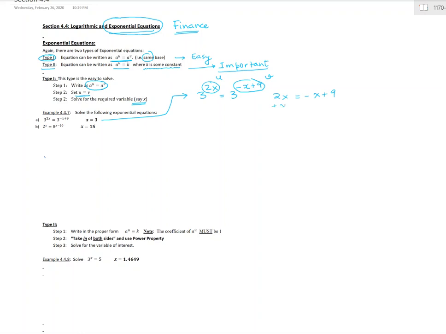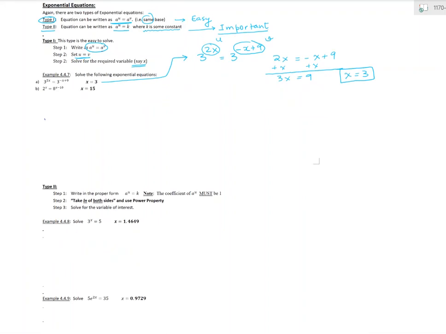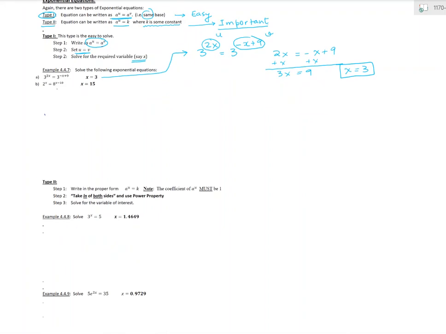Now you can add x on both sides. This is a simple linear equation and you know how to solve them. So that gives you 3x equals 9, and then divide by 3 to get x equals 3. It's that simple. Let's look at the next one. So this is 2 raised to the power x is 8 raised to the power x minus 10.